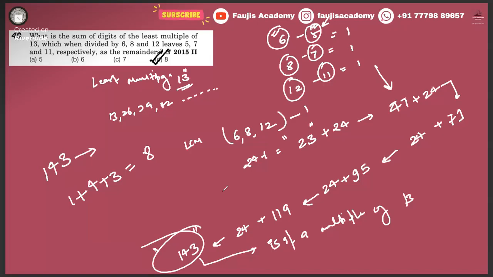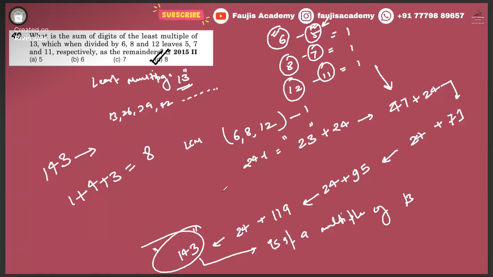No, I understand your doubt. I'm not punishing you for asking the question. I just want you to read the question. Please read the question, Priti, once. It is the sum of digits of the least multiple of 13 which, when divided by 6, 8 and 12, leaves 5, 7 and 11 respectively as the remainders.